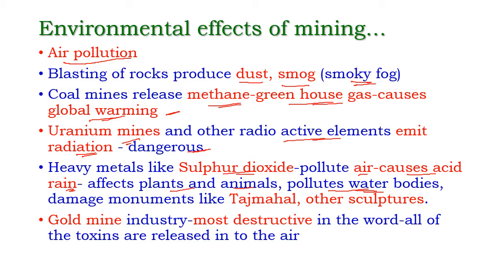Moreover, the organisms living in the water bodies are severely affected by the sulfur dioxide pollution and then by the acid rain, which also damages monuments like the Taj Mahal and other sculptures. And moreover, the gold mine industry is one of the most destructive industries in the world, because all of the toxins released from gold mines go into the air, which causes severe air pollution.